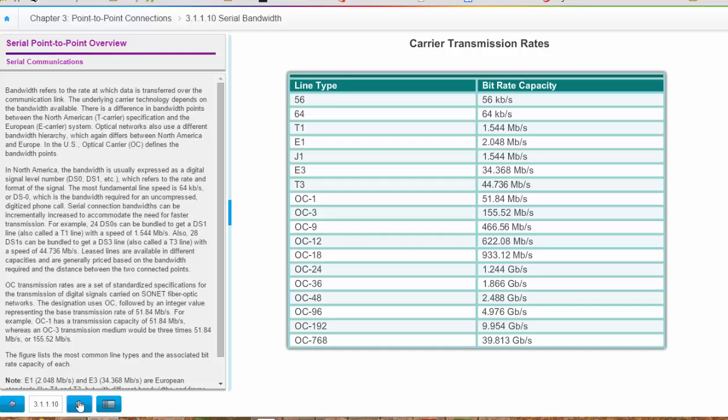Here is a chart showing the carrier transmission rates. Bandwidth refers to the rate at which data is transferred over the communication links. The underlying carrier technology depends on the bandwidth available, and there is a difference in bandwidth points between North America, those are the T carriers specifications, and the European carriers, or the E carriers. That's why we refer to them as T1 or E1. The T1s are the American, the E1s are the European.